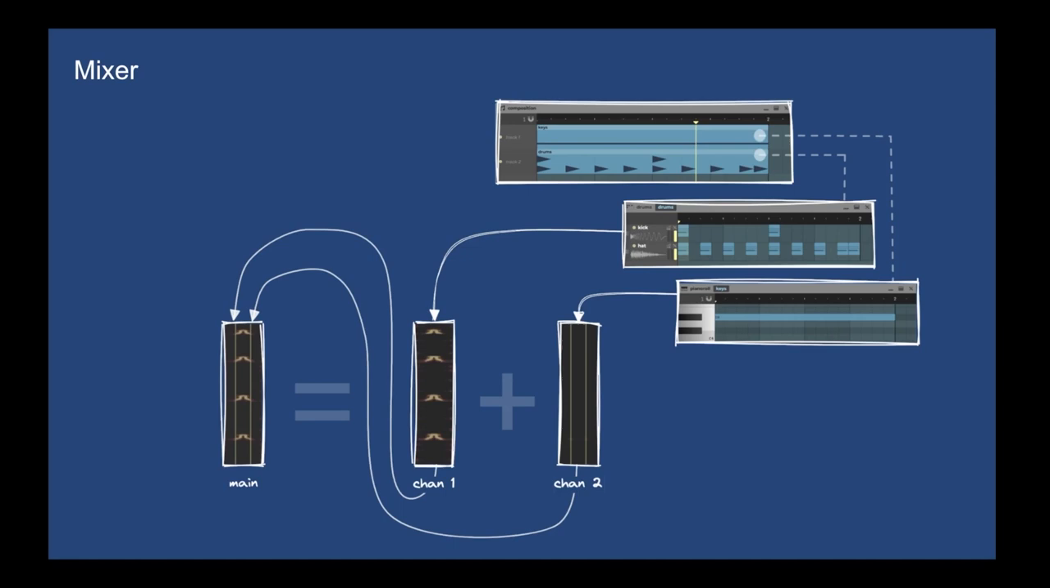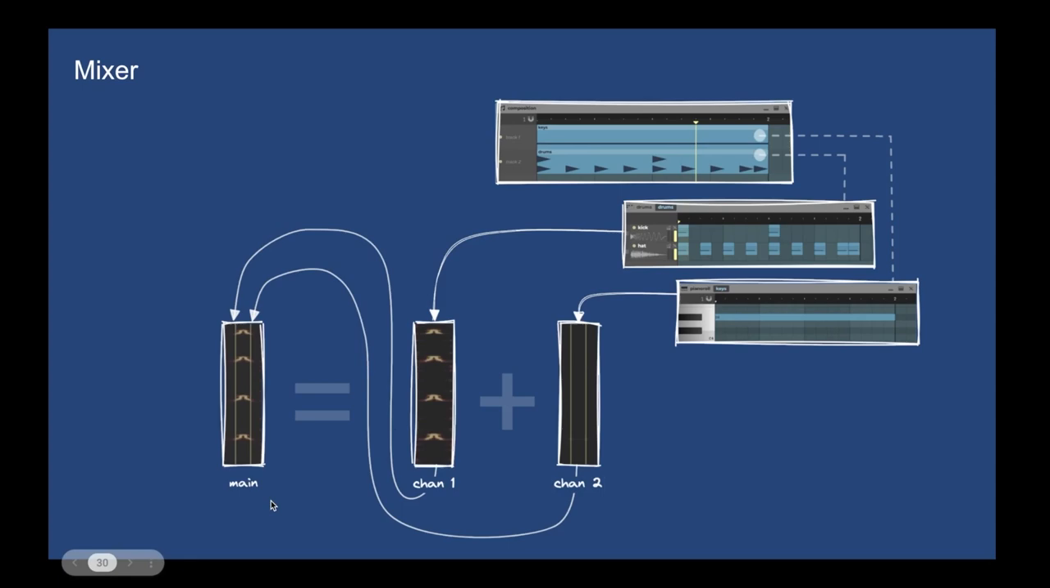The main purpose of this is that we can apply effects to a specific channel and all the patterns that go into this channel. So here we can see that if we play this key pattern and this drums pattern like in the composition, we will see this audio stream in the channel 2, this audio stream in the channel 1, and the merge of these two audio streams in the main.